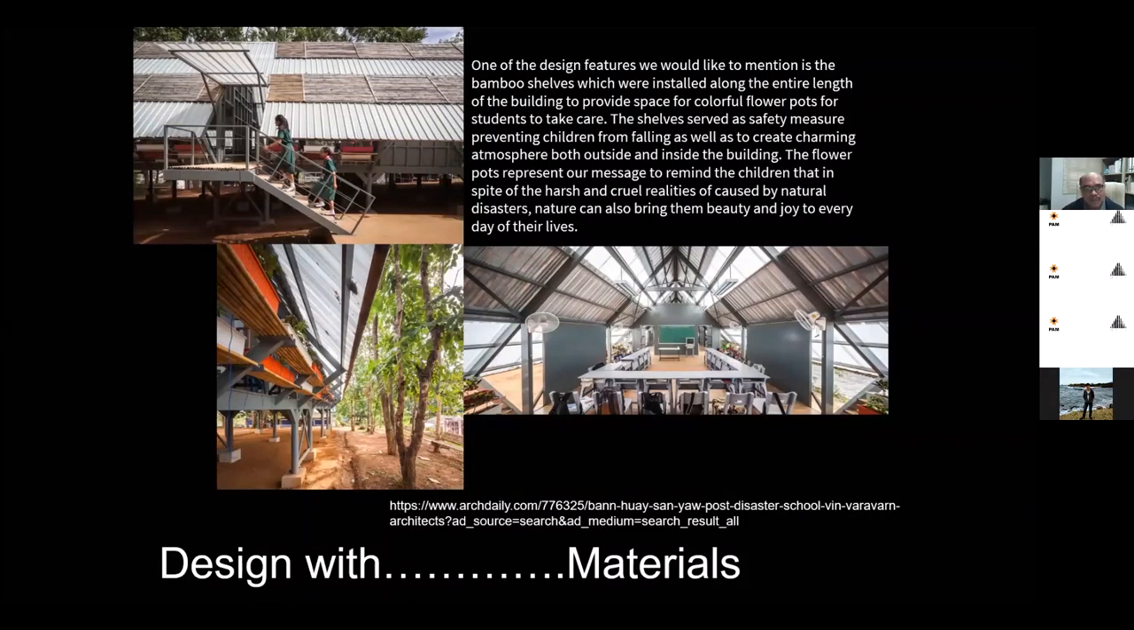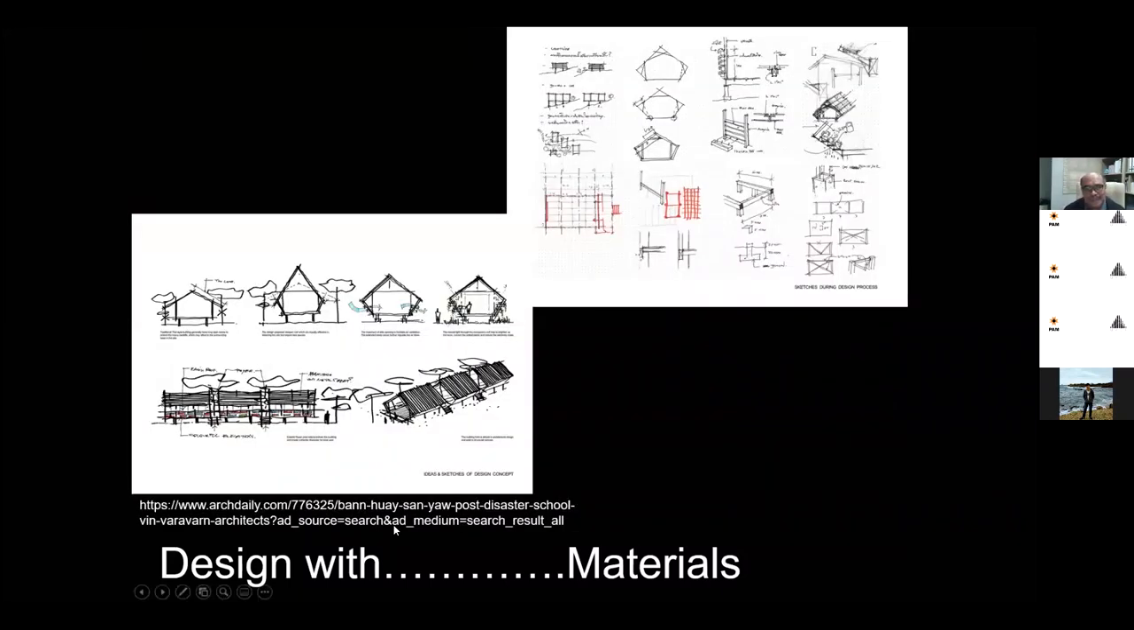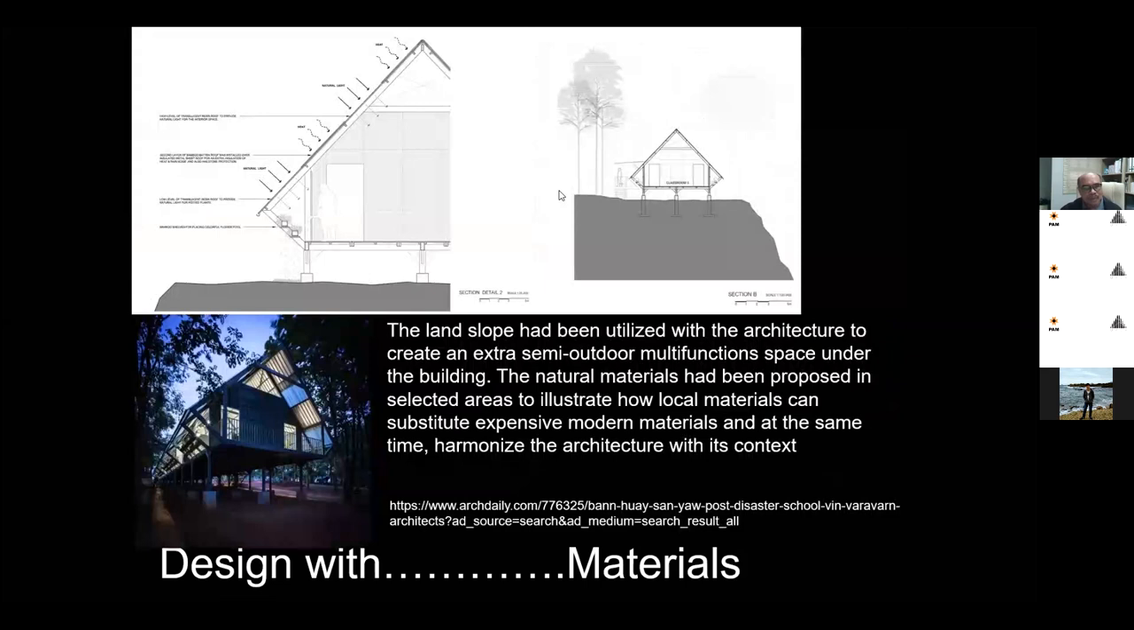And of course, in their design progress, see how articulated the way they develop their design. So of course, the pitched roof for easy rainwater to fall through, and also giving a very lofty ceiling for the stack ventilation to cool down the spaces. So again, it's a good reflection of how to use natural materials available at site.